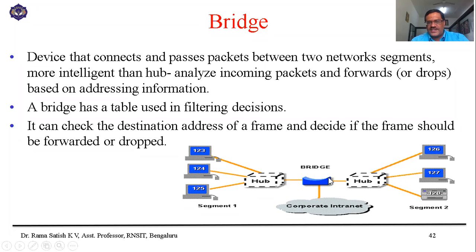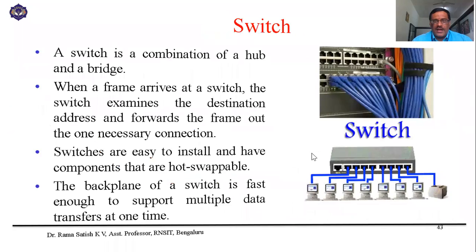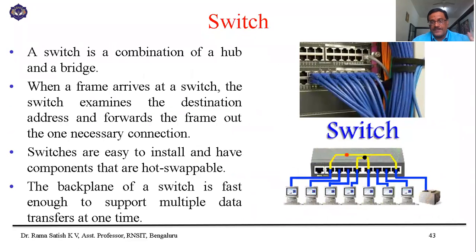So it checks the destination address. If the destination address is within the same hub, it will not transmit across. It will never transmit back, or it will transmit from one side to another side. So this is a very intelligent thing. But remember, bridges work on similar networks.